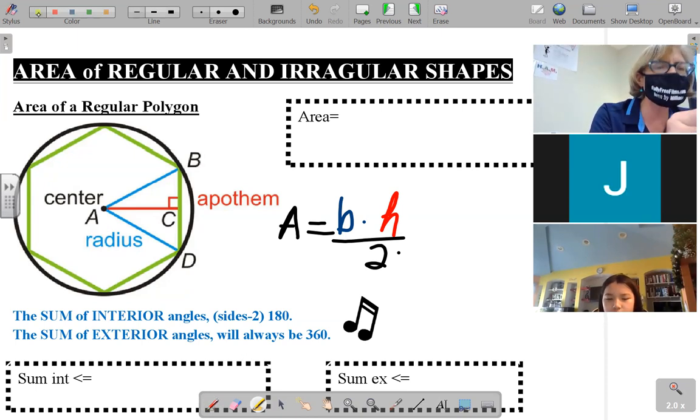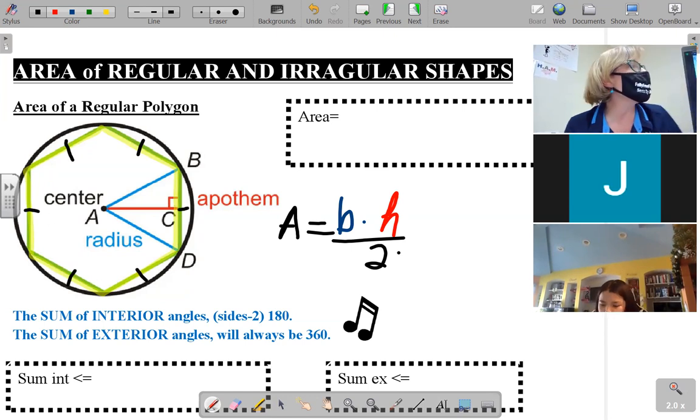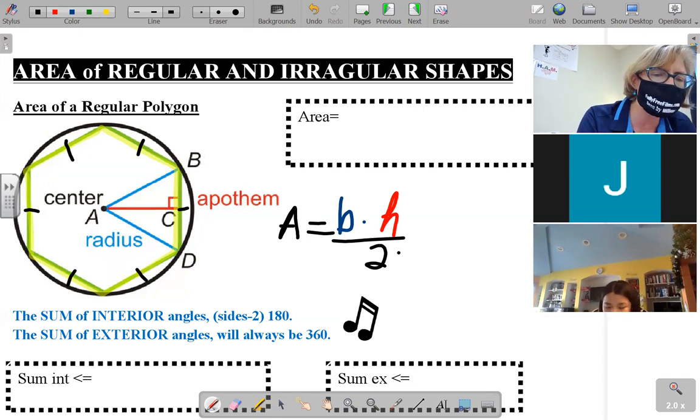This is a regular polygon, just physically trace all the sides. Navia, regular means what, ma'am? All sides are equal. So hatch mark it. Go ahead and draw in what I call the pizza slices. So corner, center, center, corner.